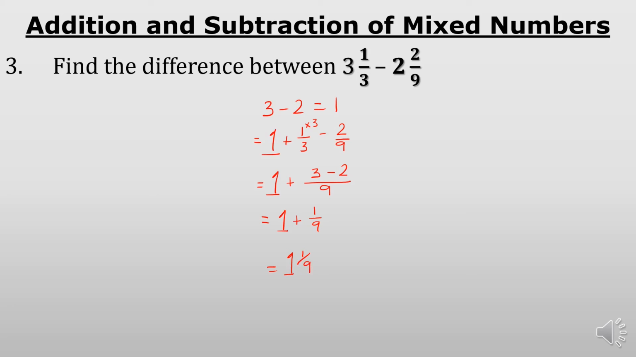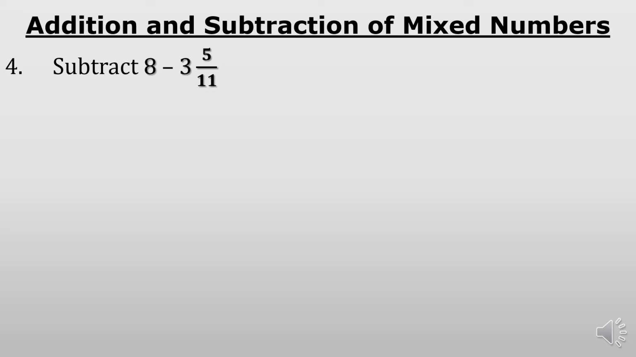So this will tell you that it's not all the time you have to borrow from a whole number. In this case, because 3 minus 2 is very much possible, I'm not borrowing. Okay, only when you're having a smaller number here that you borrow from a whole number. If not, you subtract normally and you get your answer. Okay, final question. 8 minus 3 whole number 5 over 11.